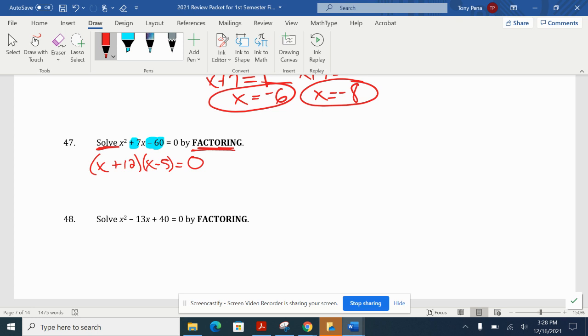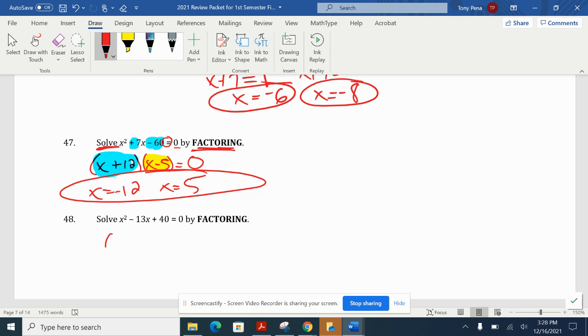Now that this is an actual equation, we have an equal sign set equal to our 0. This is when we do that extra step now, and I would ask what makes this factor a 0? Well, that would be negative 12. And then I would ask what's going to make this factor equal to the 0? That would be a positive 5. So those are our two solutions.